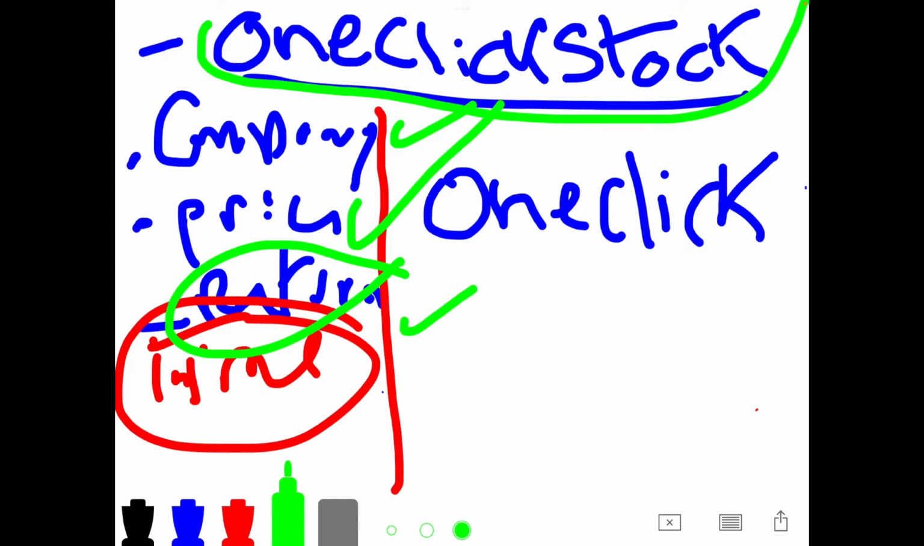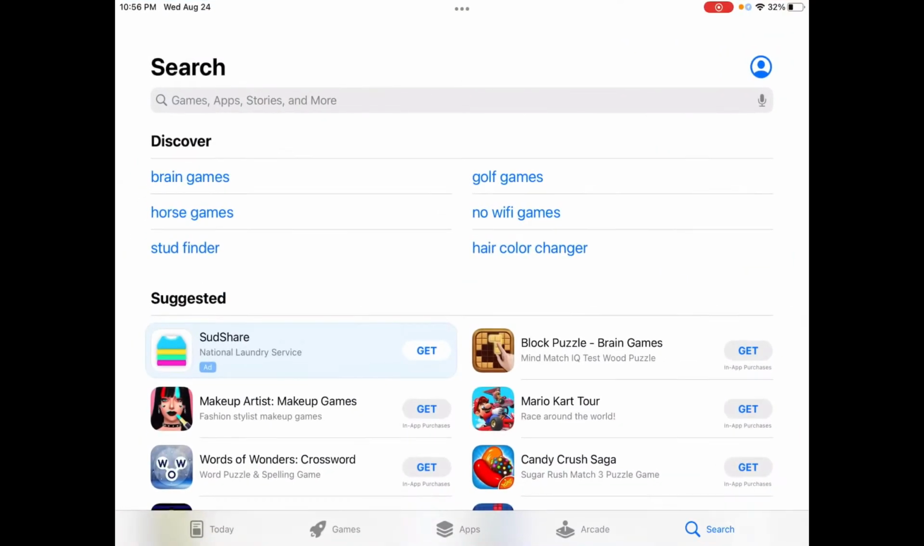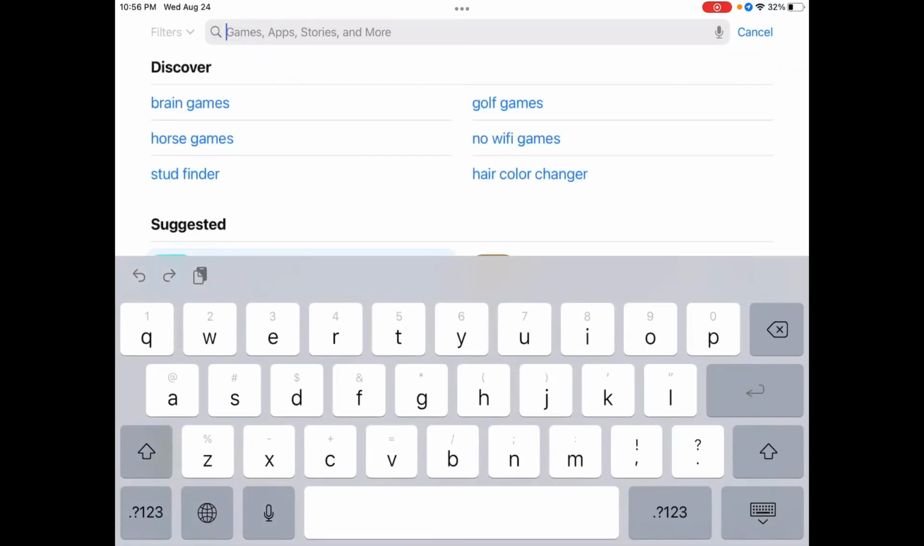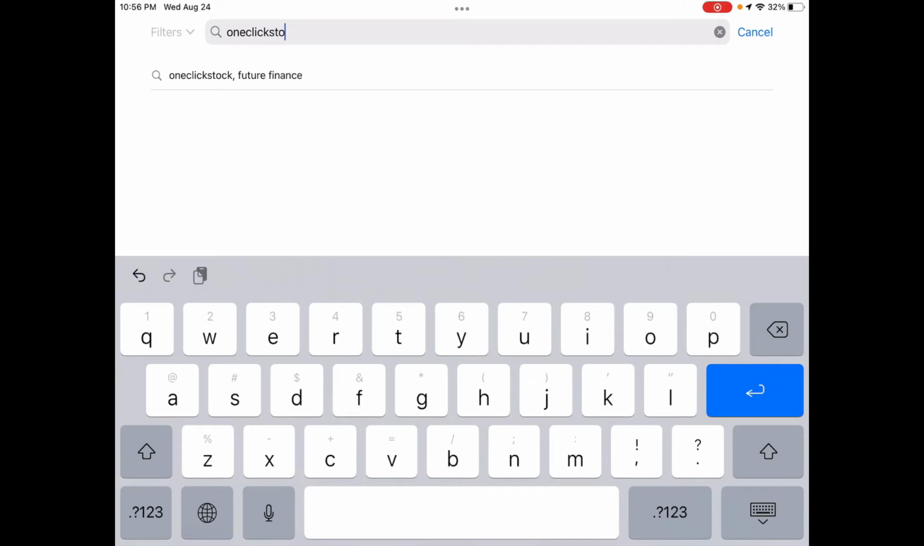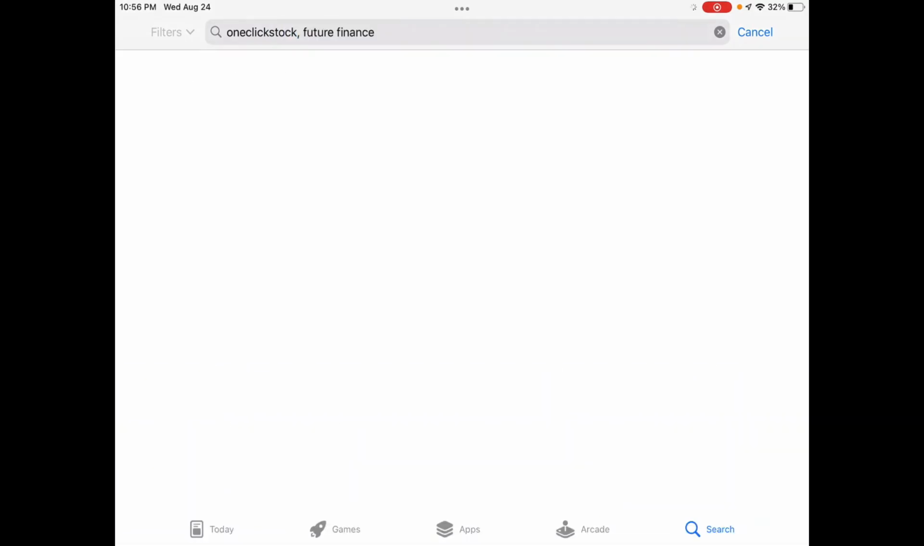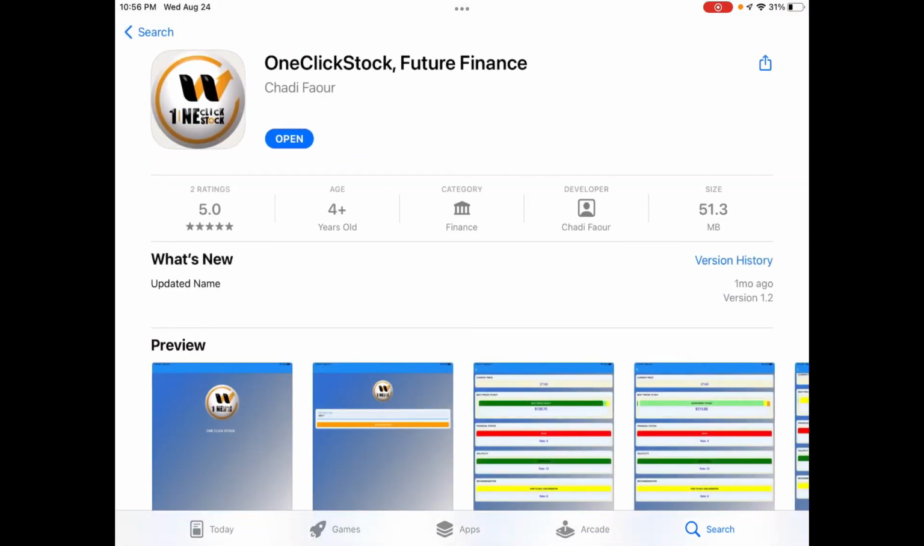Now, how does this app do all that? So here we get to the functions of the app, and from here we're gonna go to the App Store, and we're gonna type the name of the app right here: OneClickStock. And we're gonna see it right here, OneClickStock Future Finance. Click on it, here it comes, and you will see it right here.